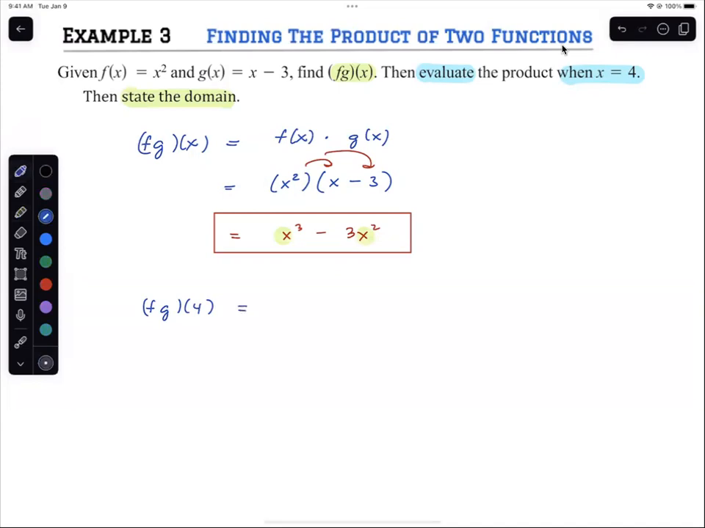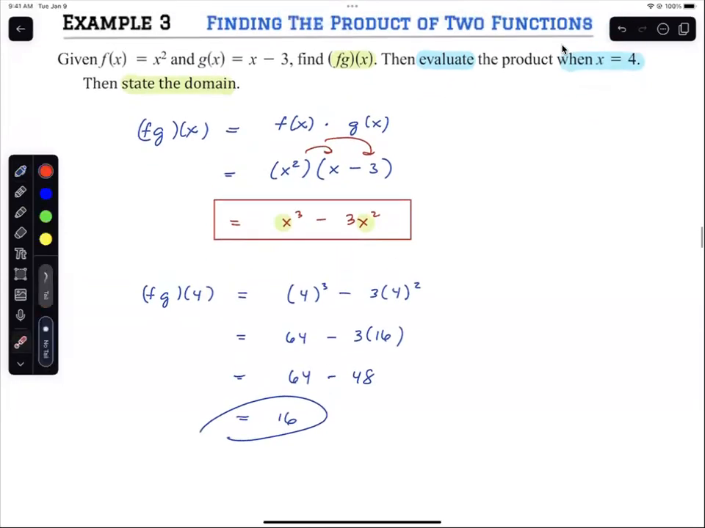So this will equal parentheses 4 cubed minus 3 times 4 squared. 4 cubed is 64 minus 3 times 16, because 4 squared is 16. So it's going to be 64 minus 48, which is 16.